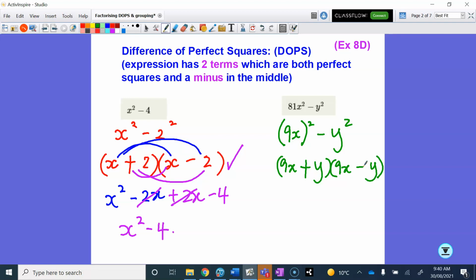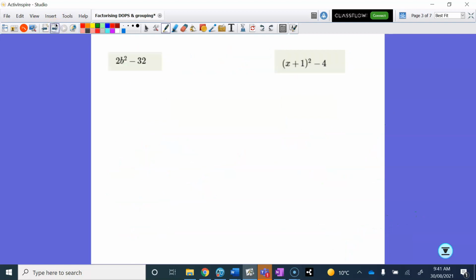And then you can imagine if you expand that out to check your answer, 9x times 9x is 81x squared. 9x times negative y is negative 9xy. Y times 9x is plus 9xy. And then I'm going to have plus y minus y is minus y squared. Cancel, cancel. 81x squared minus y squared. Exactly what I started with. So I know that that is the correct factorised form of that difference of perfect square expression. Okay, so they can look a little more complicated.